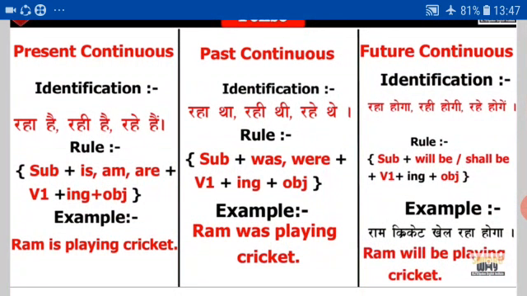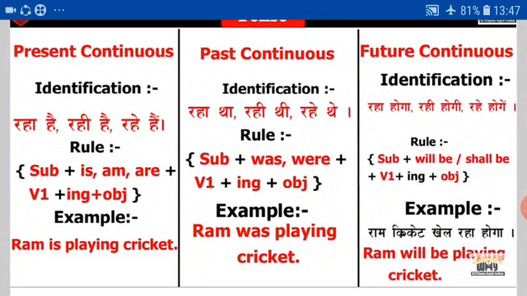In the same way, future continuous tense, its identification is रहा होगा, रही होगी, रहे होंगे, and its rule will be subject plus will be or shall be plus first form of verb plus ing plus object. For example, Ram will be playing cricket.